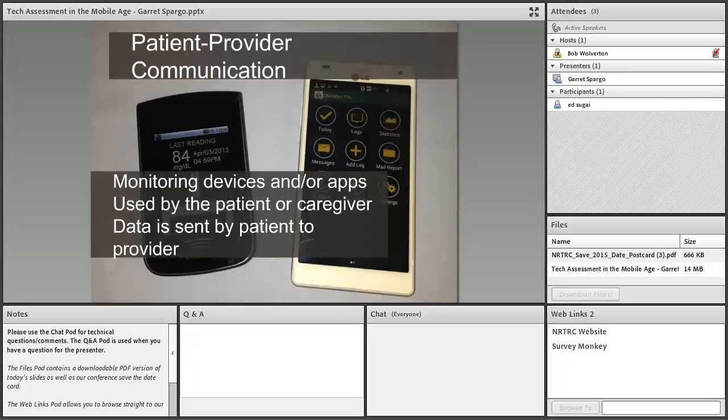The big thing here, though, is the applications are focused on getting data from the patient to a provider or from the provider down to a patient. A lot of these systems are meant to be used by the patient or caregiver, whether that is a family member or someone in the assisted living facilities.